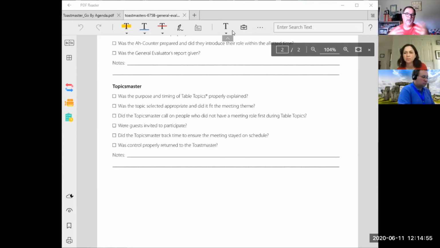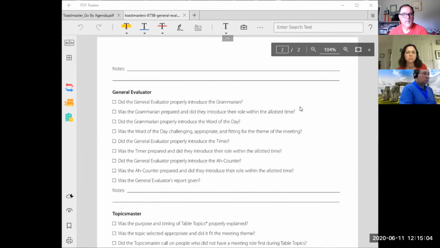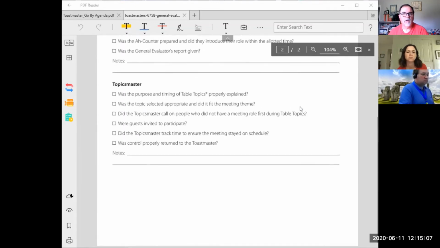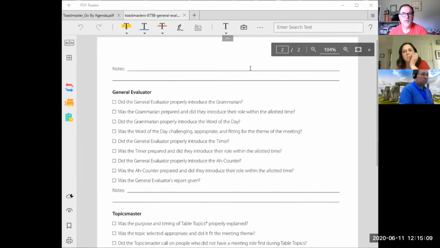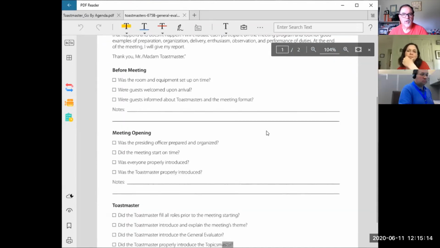And then, of course, the next thing the general evaluator does is turn it back over to the Toastmaster, or for us, it's the highest ranking officer in attendance. So that's just things that, as a general evaluator, you can use to decide what do I evaluate this on? For me, I like to print this off and just make notes as we go through the meeting. That way, when it comes my time to give the oral part of it, I go down to my list, see where I've written some things down and bring those up as part of my evaluation.